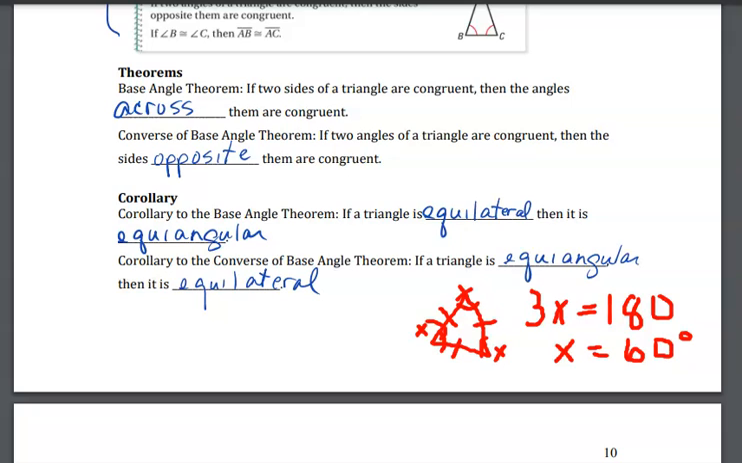Okay, let's move on to the next page, which is page 11. Let me just get into that. So hang on while I get that going.